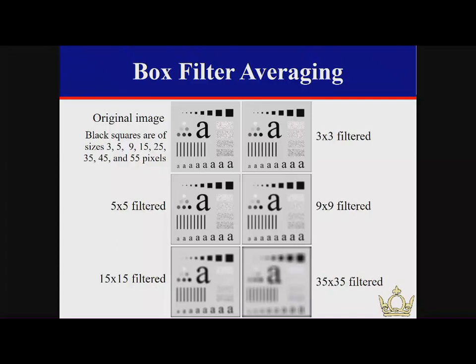Those pixels are almost the same. This one is a bit blurred, but this one is blurred even more. We can't see the dots there, and the bars are a bit blurred. Also the edges of the boxes and the edges of the letters are blurred. This one is 15 by 15, and this is 35 by 35. You can't see the bars clearly, those letters are not readable at all, and you can't see any points or the individual dots here.